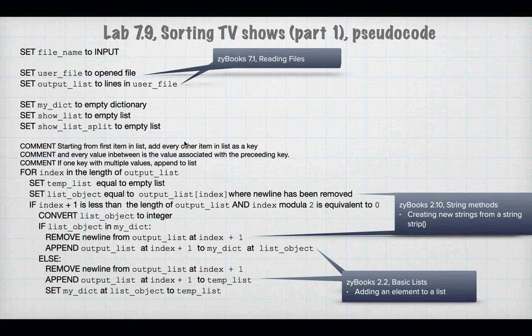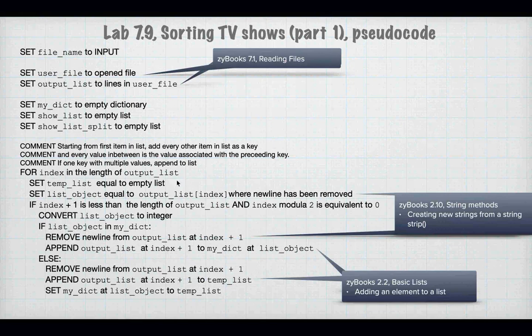And this is just a comment that I put in there to help describe what's happening. So starting from the first item in the list, every other item in the list is a key, and every value in between is a value associated with the preceding key. This is very much like what we just did in 2_dict.py. So I'm going to have a for loop. I'm going to have a temporary list so I can put things in my temporary list before I put them into the dictionary. I'm going to go through each individual item from the output list, which was all the lines in the user file.